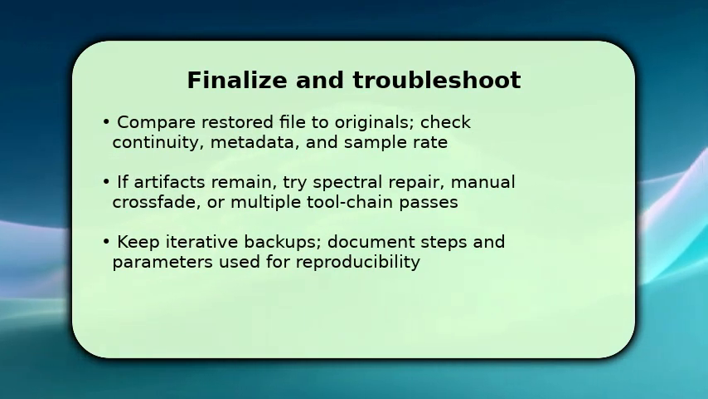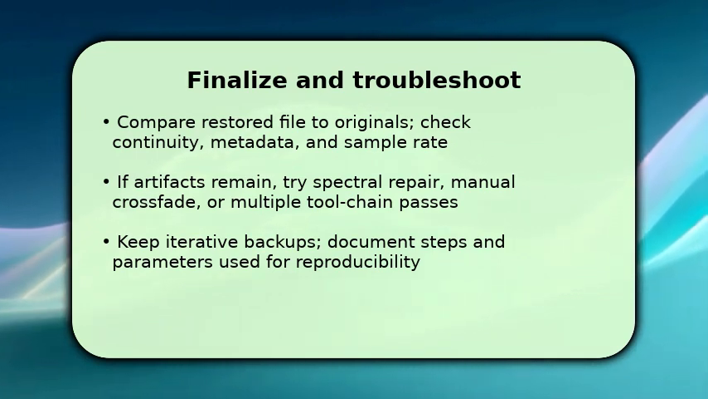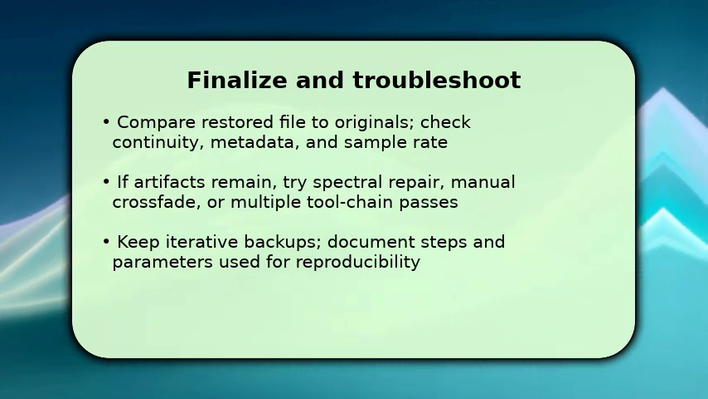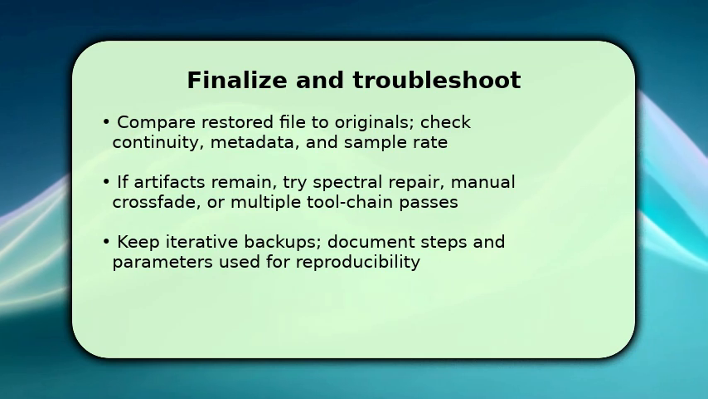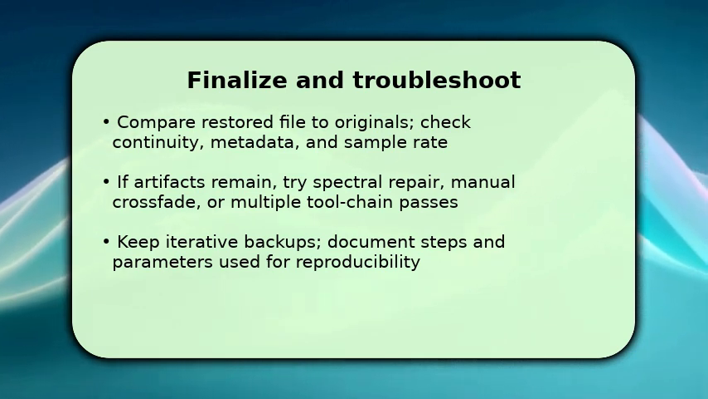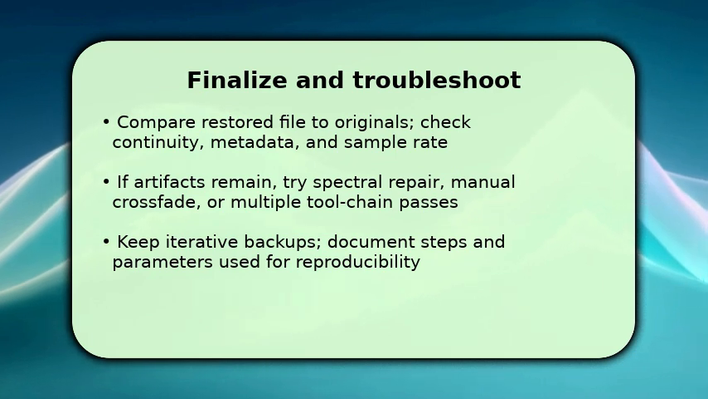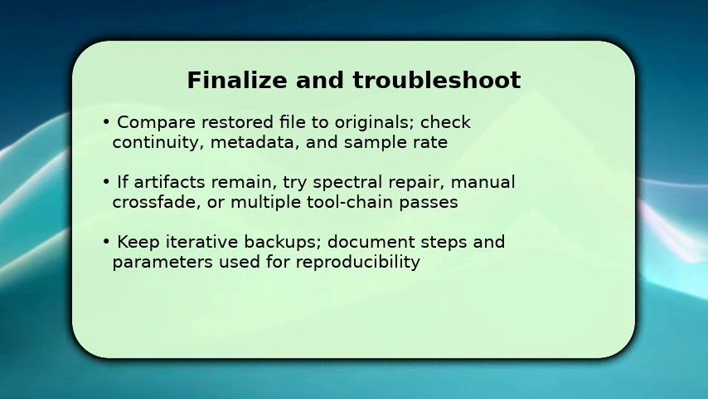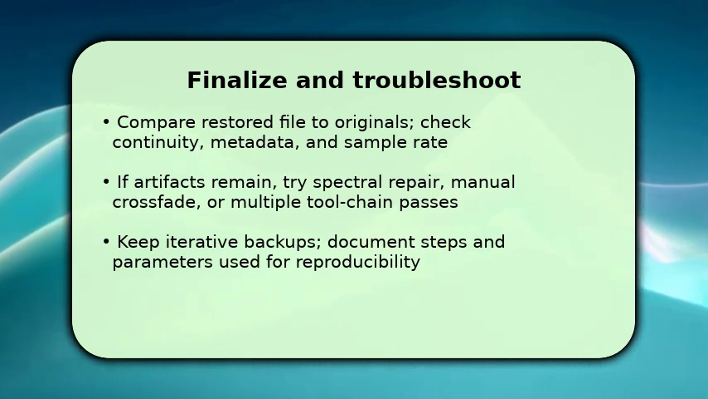You finish by validating the restored file against expectations. Confirm sample rate, channels, and that playback has no gaps. Once done, run a spectral analysis and listen through critical sections. If you still hear artifacts, apply spectral repair or manual crossfades and repeat export. Make sure to keep iterative backups of each attempt so you can revert and try different parameters without losing progress.